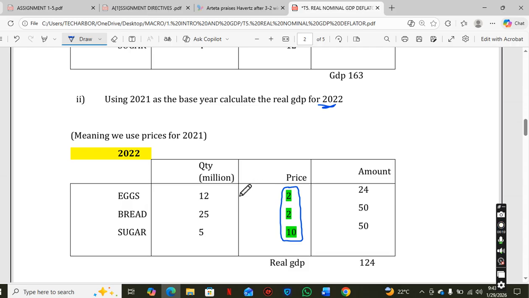All right, so I'm going to say using 2021's prices for eggs, we'll say 12 times 2, get 24 million there. For bread, we did say 25 times 2, we get 50 million there. For sugar, we're going to say 5 times 10, we get 50 million there. Any questions?